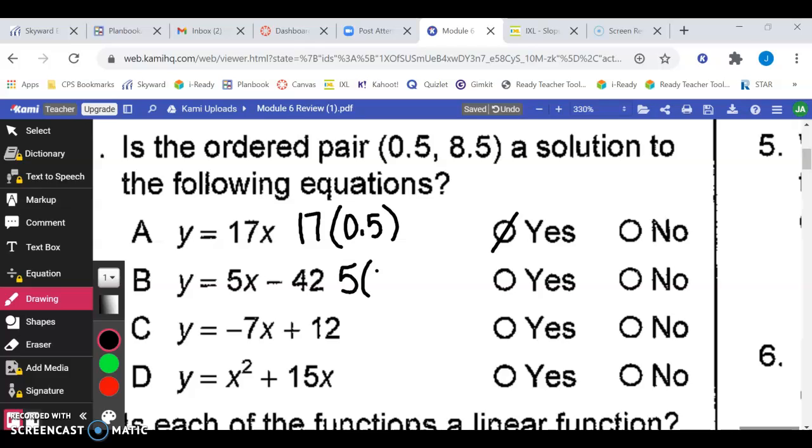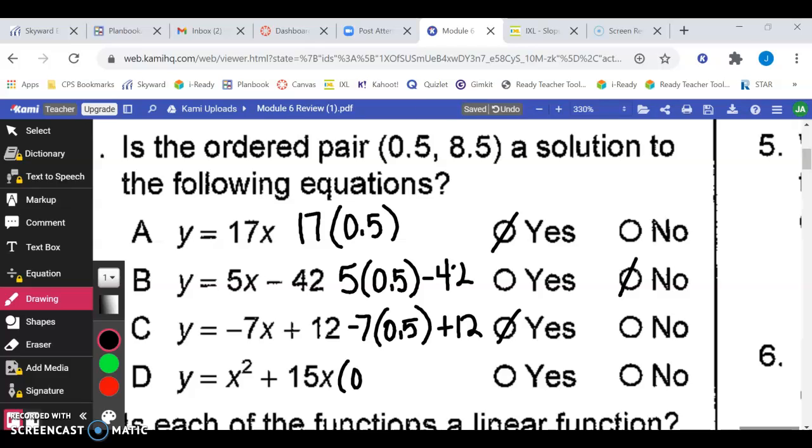Then we have to do 5 times 0.5 minus 42, and that one is not 8.5 when you type it in. And then negative 7 times 0.5 plus 12. That one does give you 8.5. And then we have to do 0.5 squared plus 15 times 0.5. And that one does not give you 8.5.